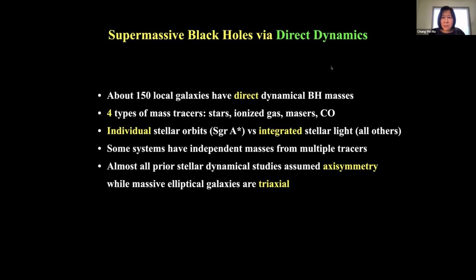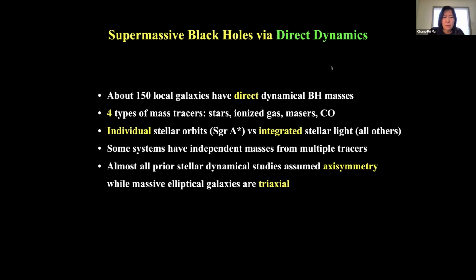And there are four types of luminous tracers that have been used to probe the black hole's mass. The workhorse is stars because every galaxy center has stars. And ionized gas, masers, and more recently, CO gas, if it's in a good rotating disk, that can be a very good tracer, in particular using ALMA.